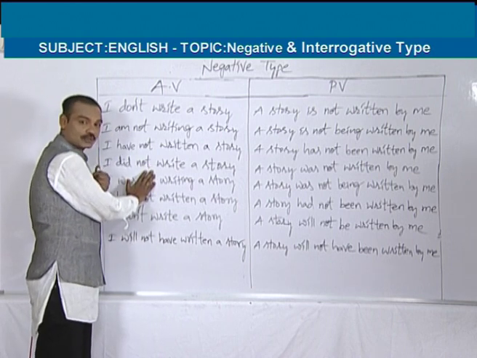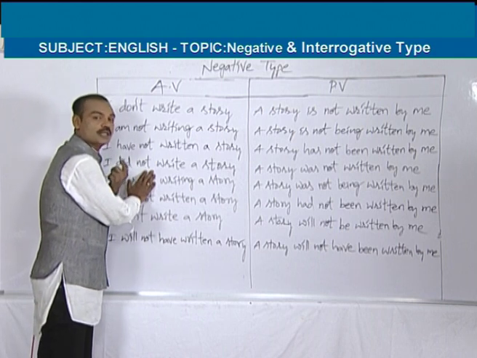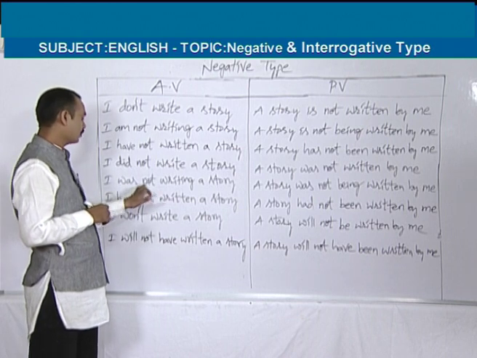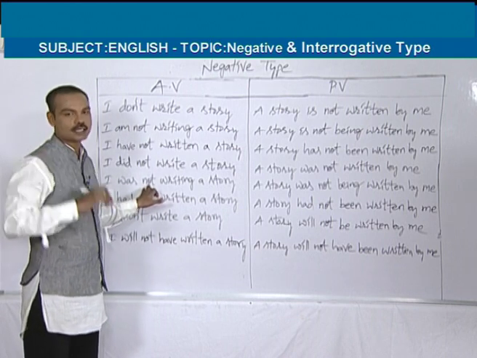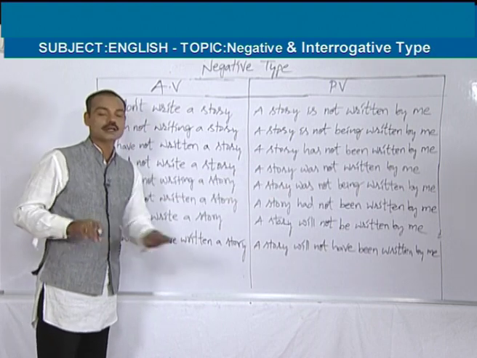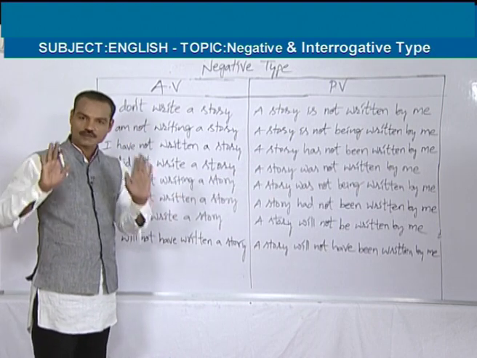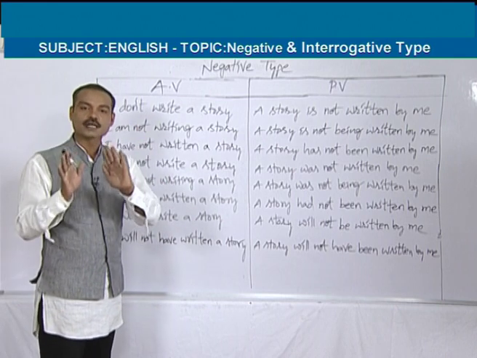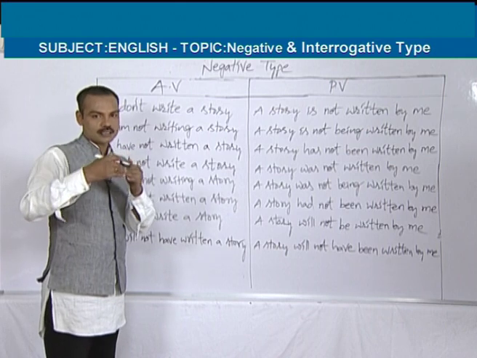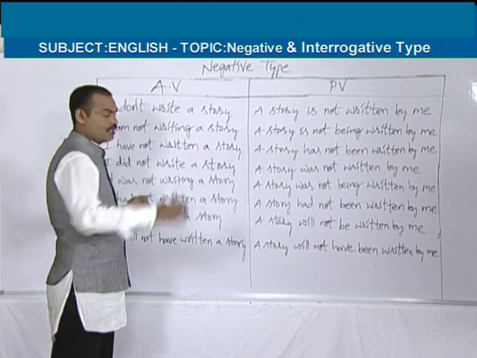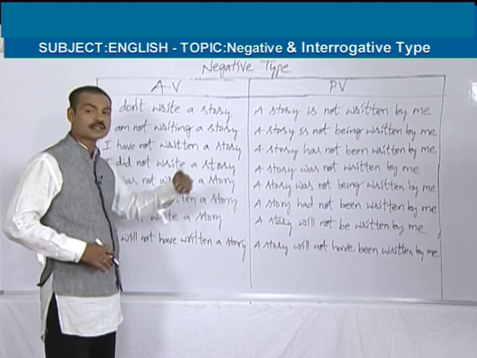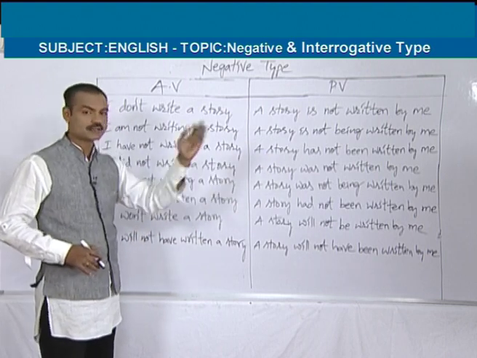I was writing a story. A story was not being written by me. So, it is negative. After the helping verb, if you add not, that becomes a negative sentence. So, even in the passive voice also, after the helping verb, not should be written. So, dear friends, if you are very good at changing positive sentences into passive voices, you can easily change the negative sentences also into passive voice.